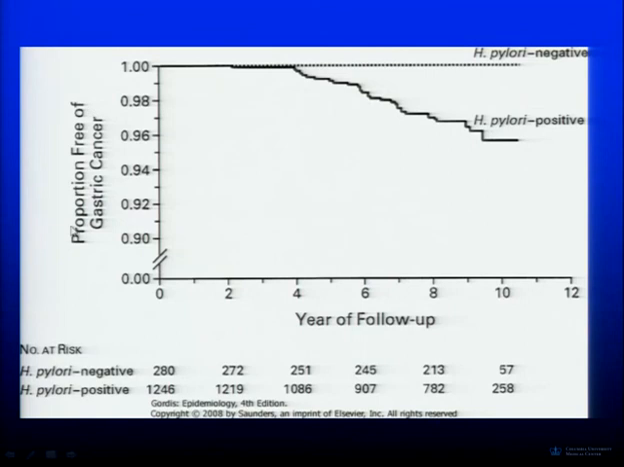So this is showing the proportion free of gastric cancer. You have H. pylori negative just staying right at 1. 100% are free of cancer. If you're H. pylori positive, the more and more follow-up you get, the more and more likely you are to get gastric cancer. So this is another thing that we feel is pretty causal. It makes a lot of sense if you look at all of the data for this association.